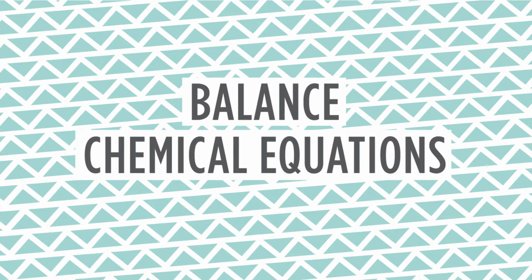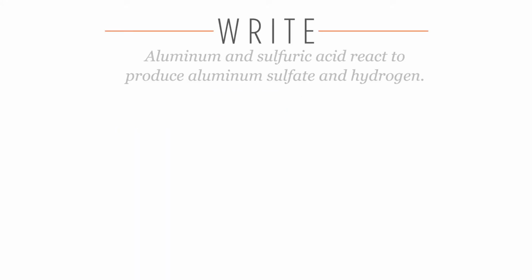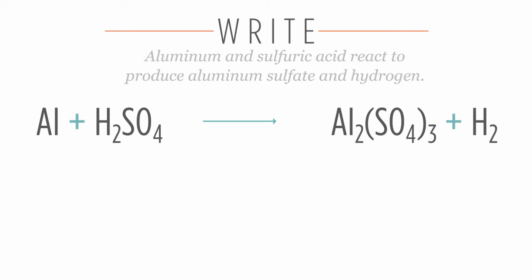In this video, we're going to learn to write and balance chemical equations. We're going to start with a chemical statement. Aluminum and sulfuric acid react to produce aluminum sulfate and hydrogen. To convert that to a chemical equation, we're going to turn the aluminum into the symbol for aluminum, plus sulfuric acid, H2SO4, react to produce, that's our arrow, aluminum sulfate and hydrogen.